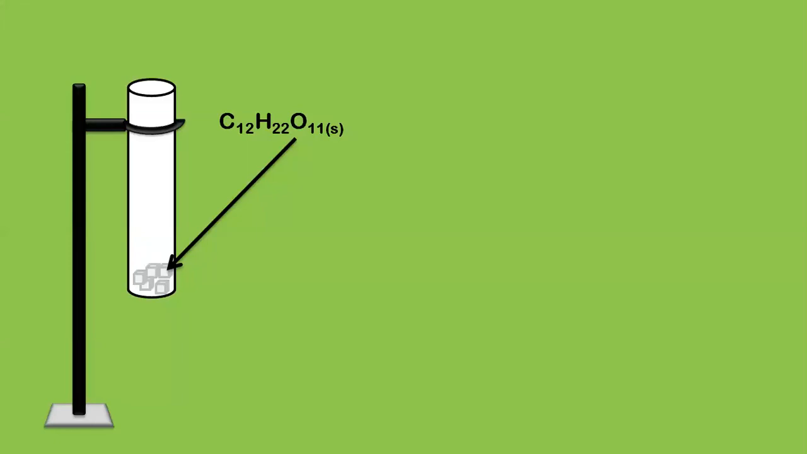C6H12O6 is glucose, and sugar cubes are C12H22O11. We have already done this in your lower standard. Once again, a revision of this. The formula of sugar is C12H22O11, which is my solid substance I have taken in a test tube.